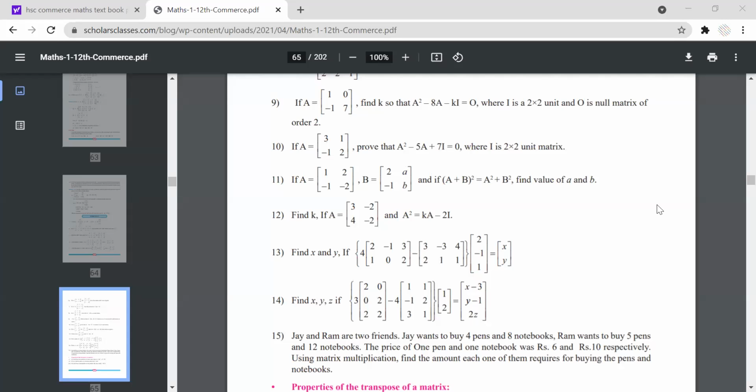2.3 question number 13, they have asked find x and y if 4 into this matrix minus this matrix multiplied by the given matrix is equals to xy. We have to find the value of x and y. So please tell me the matrix. 4 into a given matrix minus another matrix, and that is multiplied to a third matrix.